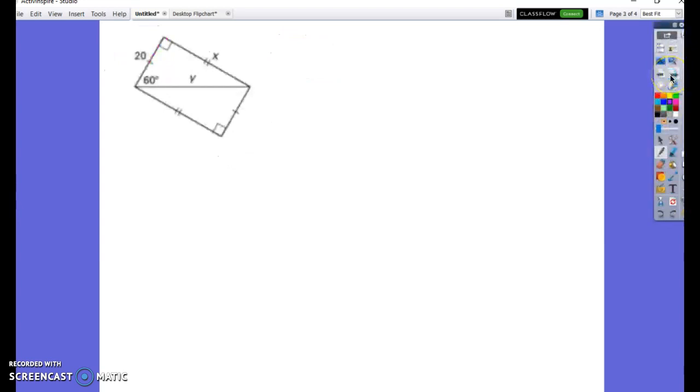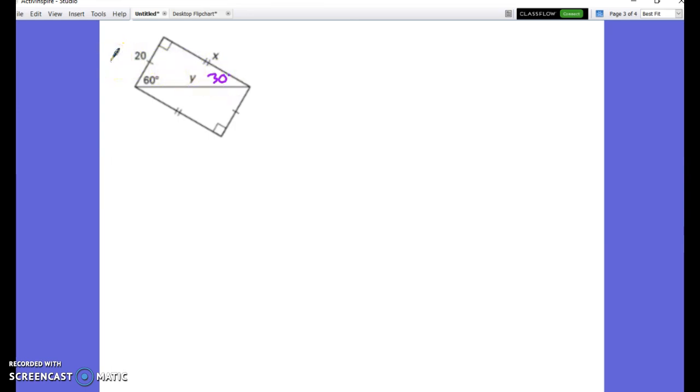Let's take a look at 30, 60, 90. So, 90, 60, that means that's 30. This is a different ratio. The ratio is x, x root 3, 2x, and it goes in increasing order as well. 30, 60, 90. Across from 30, what's up?